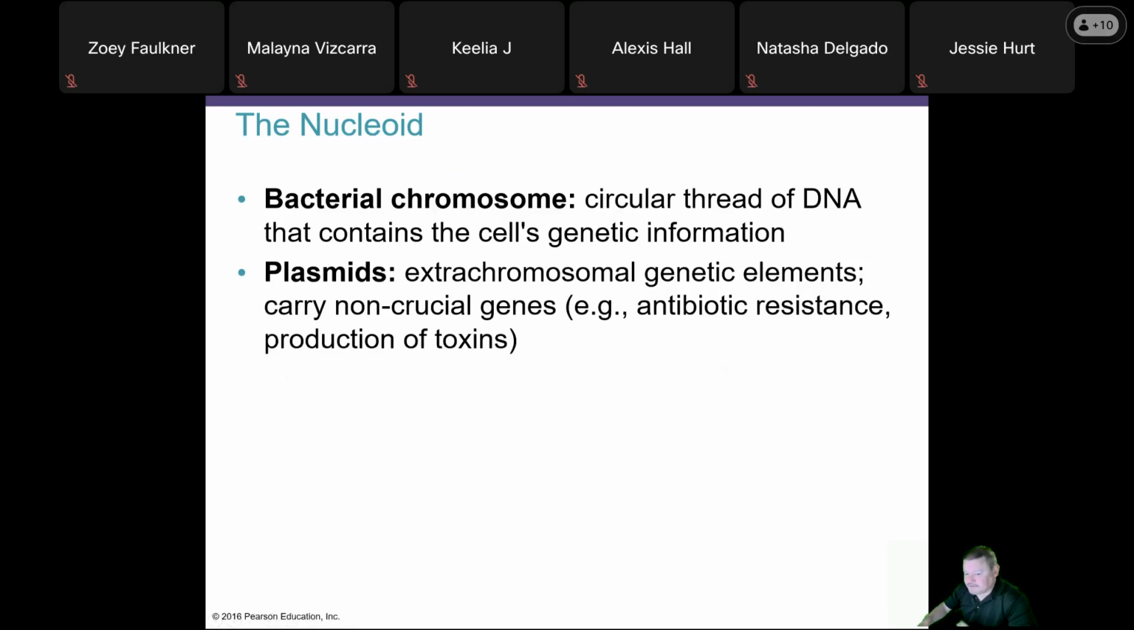These can usually be switched on and switched off. This is like a little extra piece of DNA that it can play around with. And again, it can have non-crucial genes they don't have to have to survive, but can increase their survivability. So if I have antibiotic resistance and I am in the presence of an antibiotic, then that's going to benefit me. It's going to help me to survive. So these plasmids have extra DNA that can be switched on and switched off when the cell needs it.